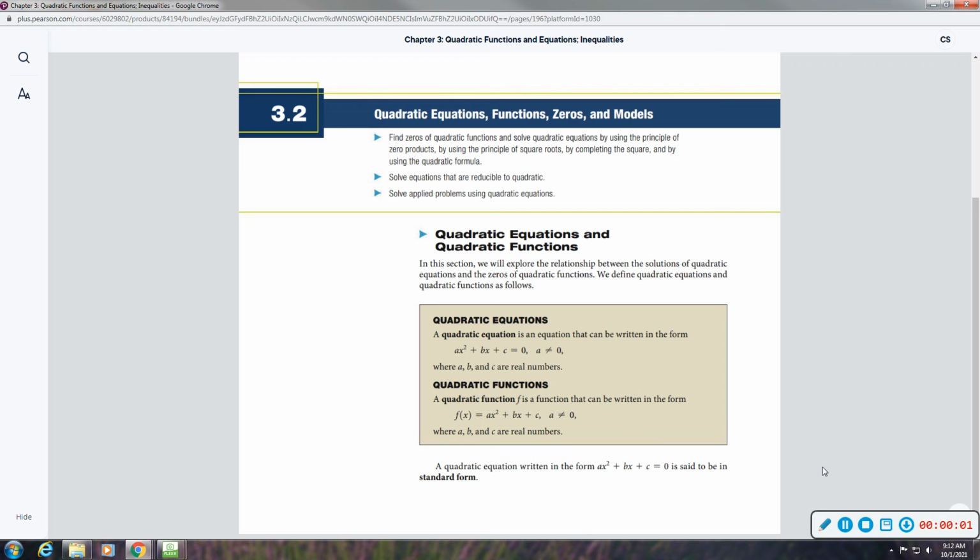All right, today we're going to be looking at section 3.2. We're going to be covering quadratic functions, zeros, and models.